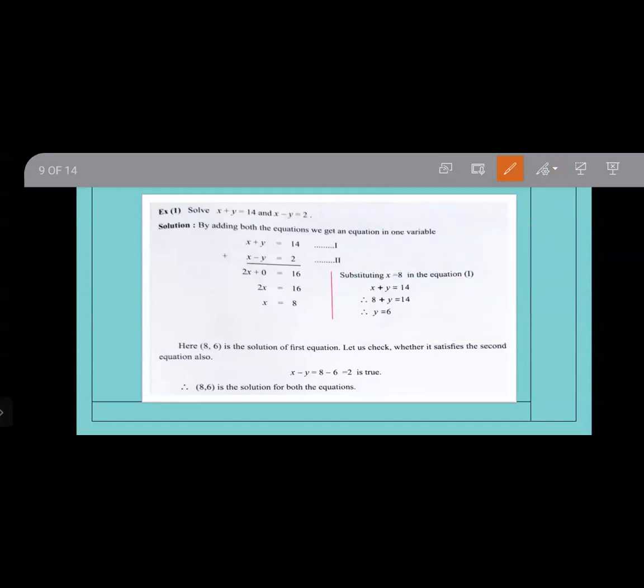See here, by adding both the equations, we get the equation in one variable. How will you get the equation in one variable? Here coefficients are same. If I add, I told you that you have to check the sign. After adding, this plus y and minus y will get cancelled. So it will be 2x, x plus x, 2x is equal to 16.